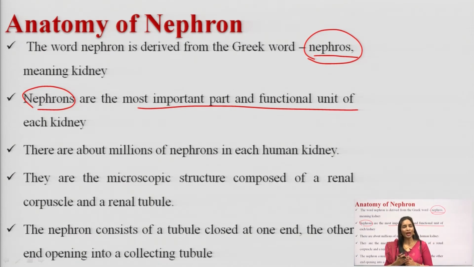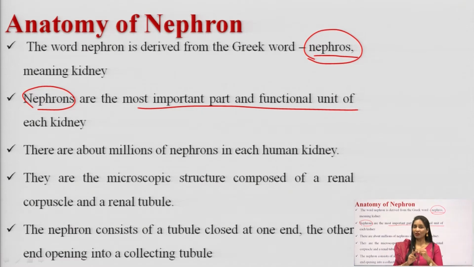How is the nephron composed? The nephron is composed of the renal corpuscle and the renal tubule. If I am talking about this nephron, one end is closed and the second end is open, and the opening you can see at the collecting duct. So, this is a nephron.